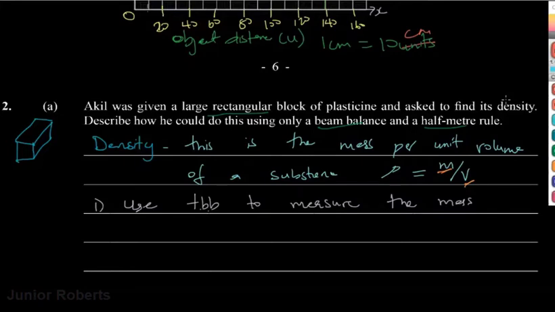Right, length by width by height. So volume is length by width by height. So we need now to actually be able to figure out the length, the width, and the height of this rectangular block. Right, and again, we have a beam balance and a half-meter rule.